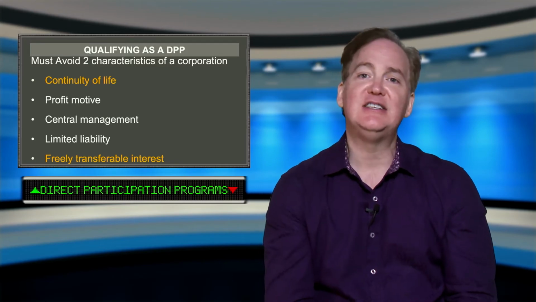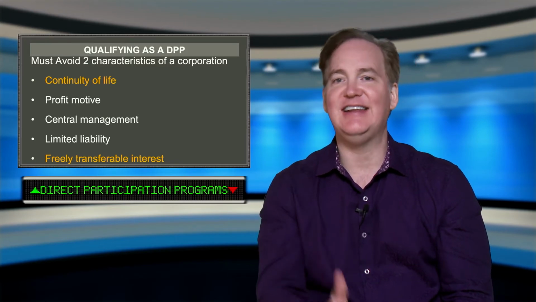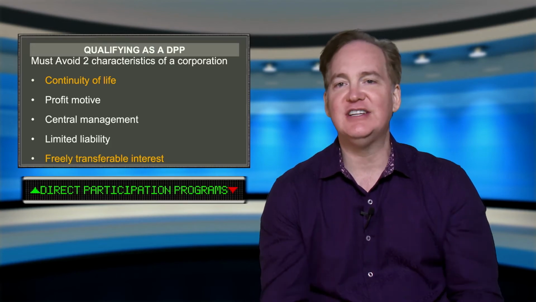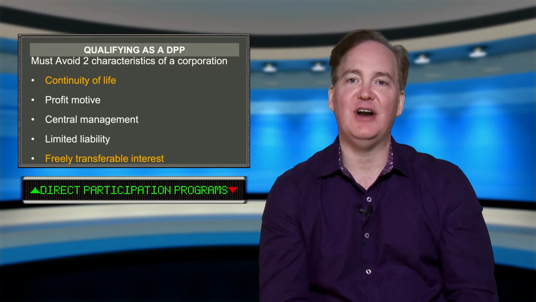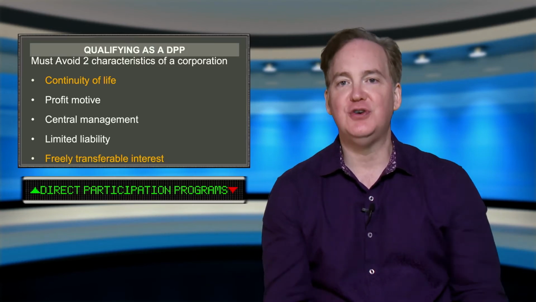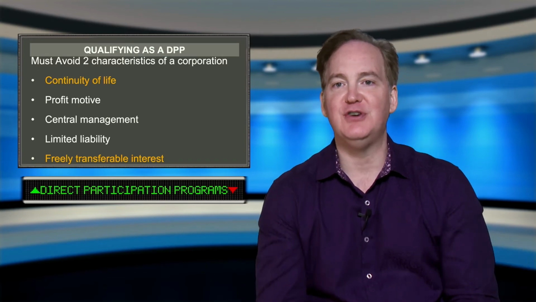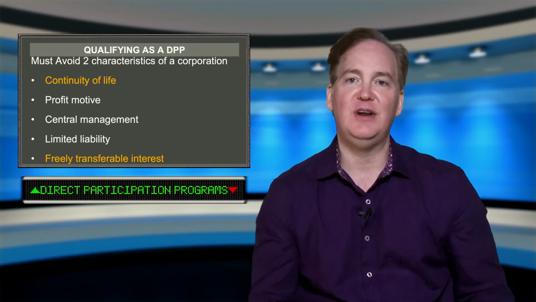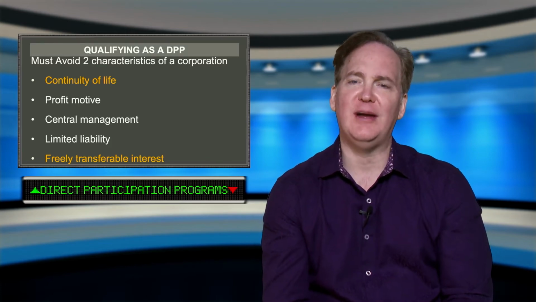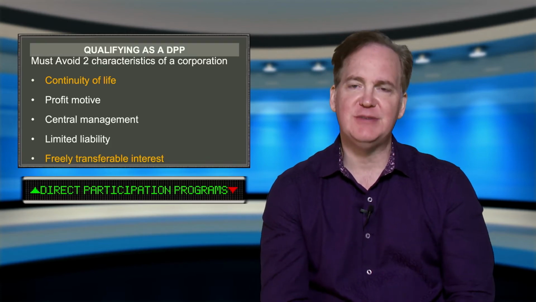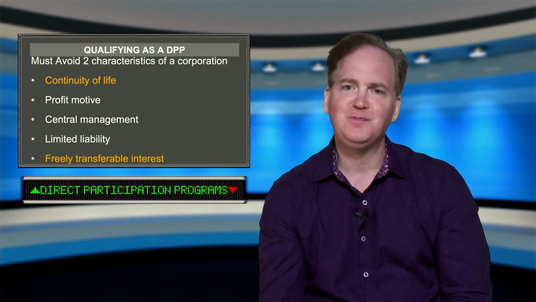So these direct participation programs will traditionally set an end date for the organization. The partnership will cease operations as of June 1st, 2055, or upon the distribution of all assets. Continuity of life is now avoided. You cannot avoid a profit motive. The direct participation program must be organized to earn a profit.